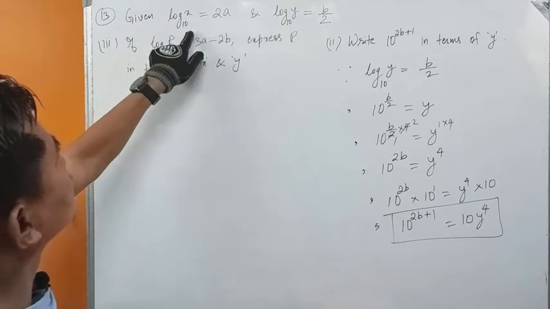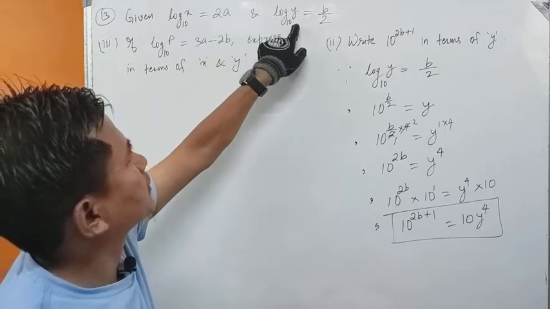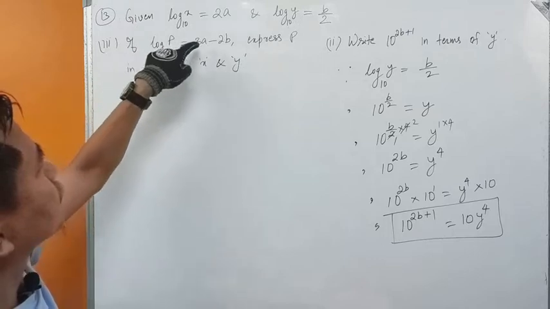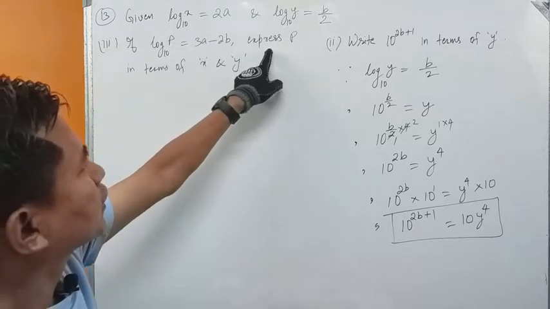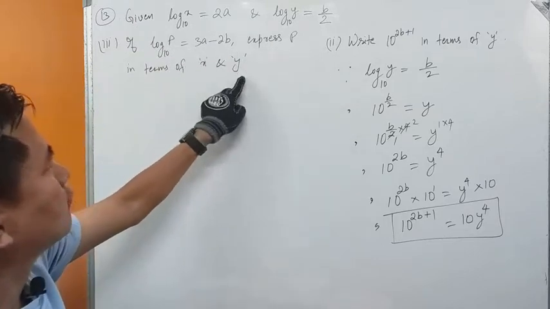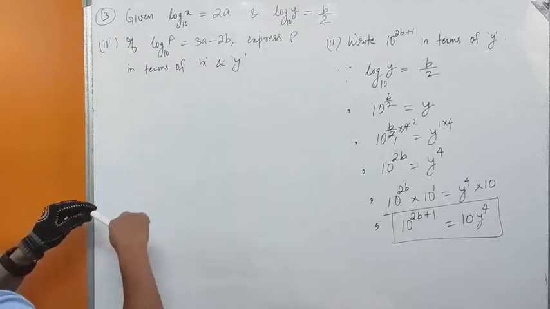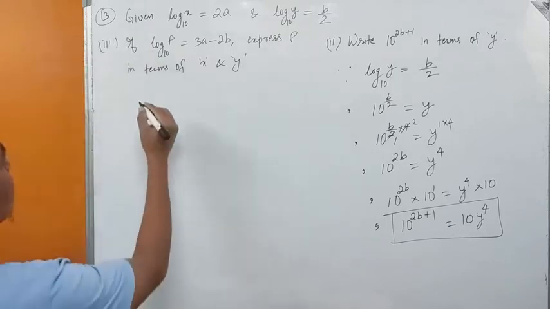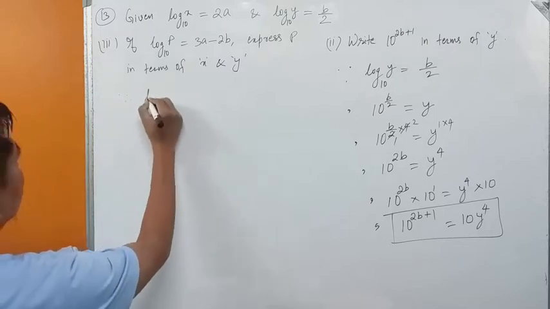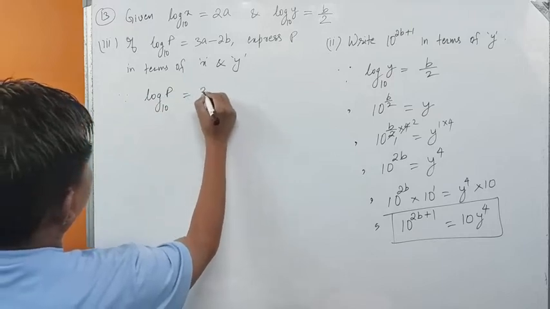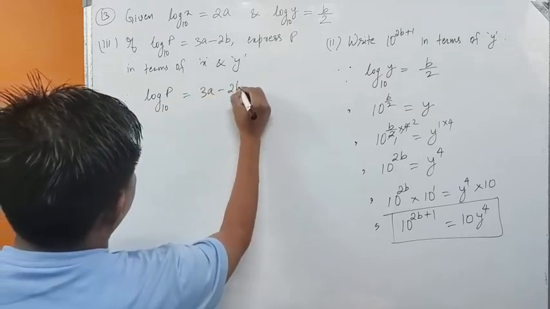Conditions are log x to the base 10 equals 2a, log y to the base 10 equals b upon 2, and log p to the base 10 equals 3a minus 2b. So we are asked to find p in terms of x and y. Express p in terms of x and y. Okay, so let us write the given equation first. Since log p to the base 10 equals 3a minus 2b, isn't it?